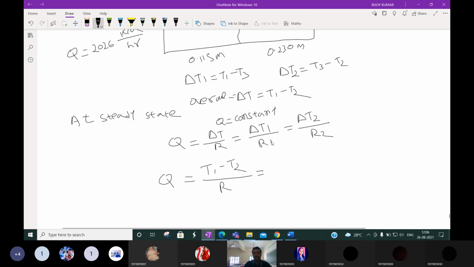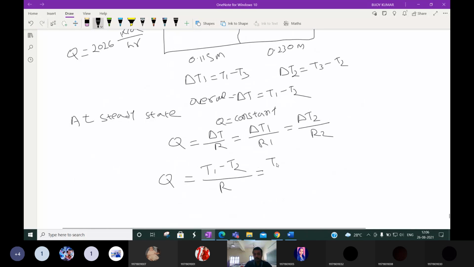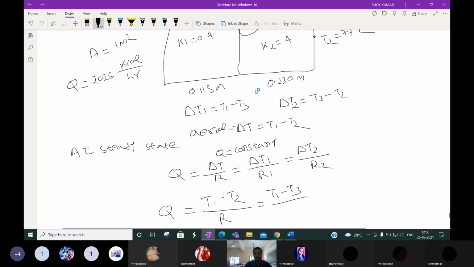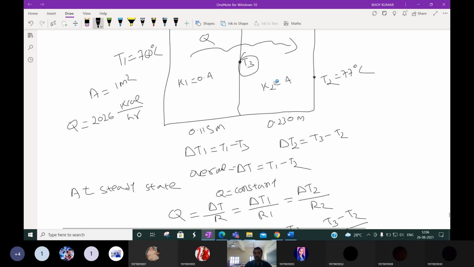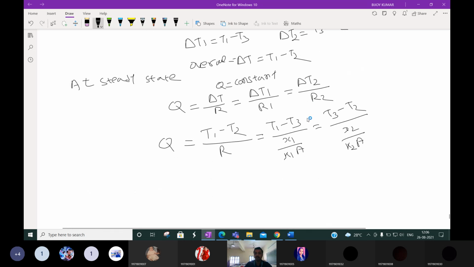So this is delta T1 by R1. Delta T1 means T1 minus T3, so T1 minus T3 by R1. R1 means X1 by K1 into A. So X1 by K1 into A is equal to T3 minus T2 by X2 by K2 into A, where delta T2 is T3 minus T2 and R2 is X2 by K2 A.